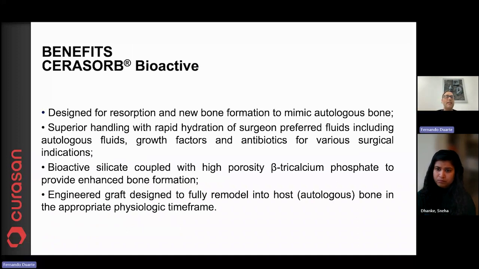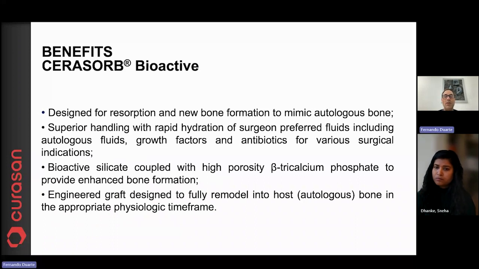I think that this biomaterial was designed for resorption and new bone formation to mimic autologous bone. Superior handling with very rapid titration is very, very important. If we can add growth factors and antibiotics for various surgical indications, we will win a lot.